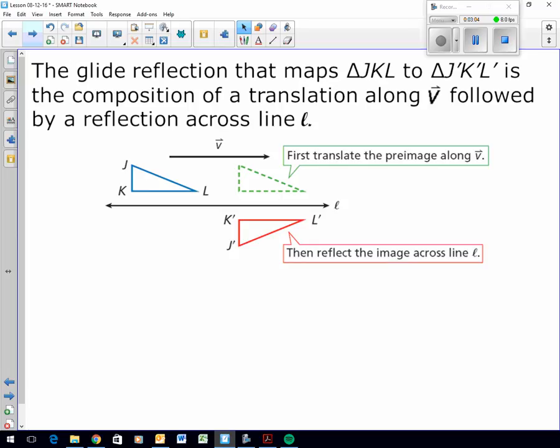You need to write this down and you need to draw the diagram. The glide reflection that maps triangle JKL to triangle J prime, K prime, L prime is the composition of a translation along vector B, followed by a reflection across line L.